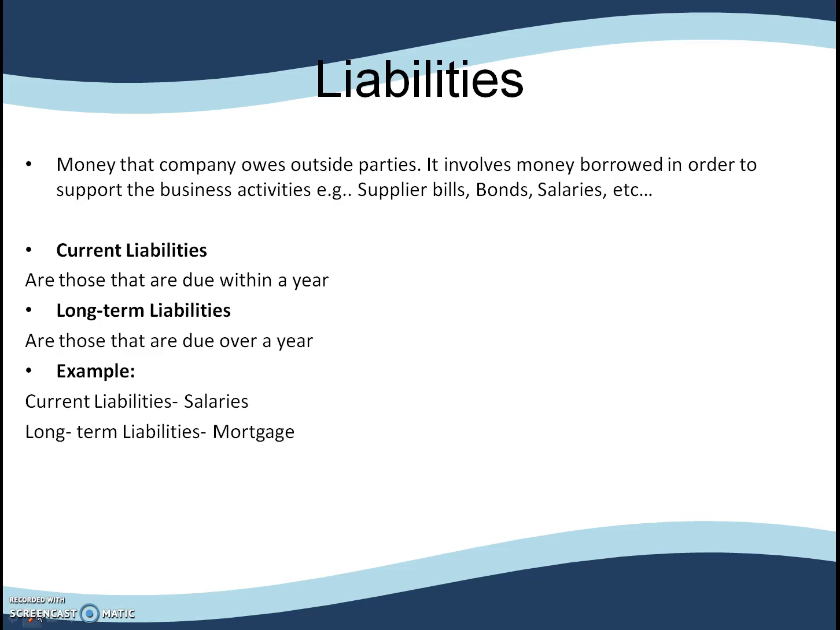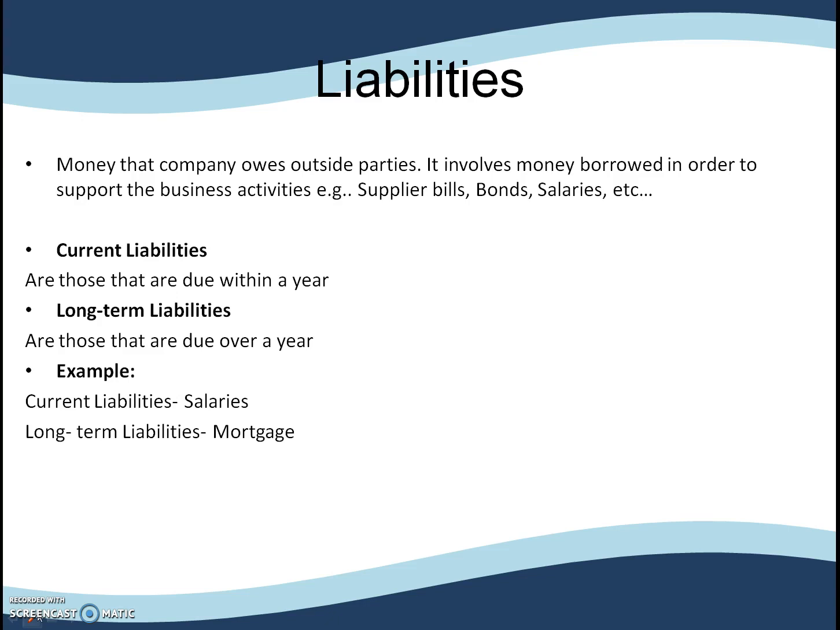So liabilities come in 2 different ways. You have your current liabilities and your long-term liabilities. Let's look at the 2. Your current liabilities are those that are due within a year. So any liability that is due within a year, from the 1st month to the 12th month. Anything after that is called long-term liabilities. So those are the liabilities that are due over a year. We call them your long-term liabilities.